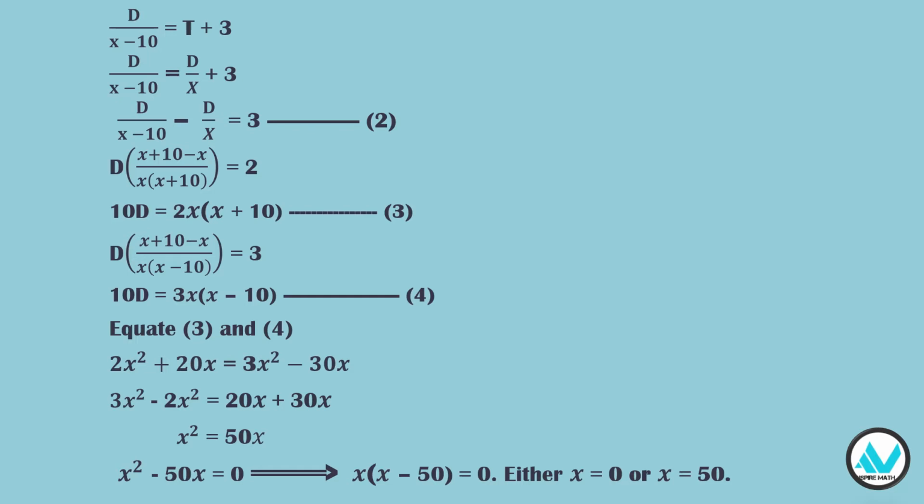Now let's move to the second equation. Now here again I'm going to take the LCM. So x into x minus 10 is my LCM. So the numerator is nothing but x plus 10 minus x. So x and minus x gets cancelled.